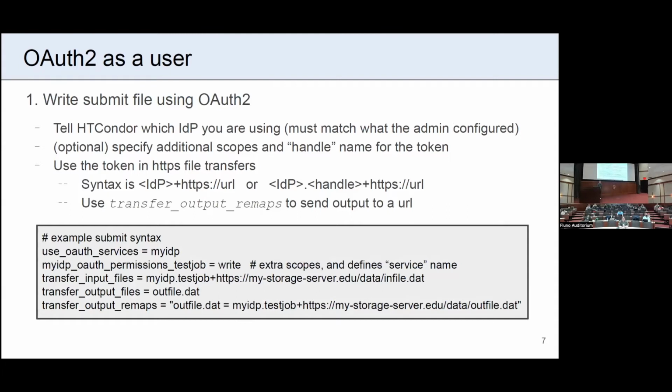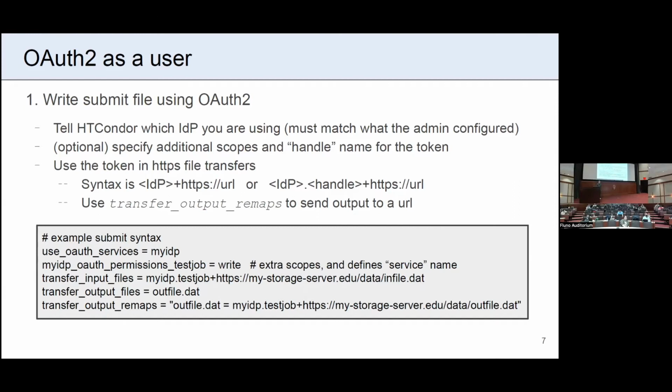As a user, it's still complex, but it's simpler than as the administrator. As long as the administrator does everything right, then it's fairly easy. So the main thing is that you need to tell Condor which IDP you are using. If the administrator configures multiple of them, you need to tell it, I want this one.